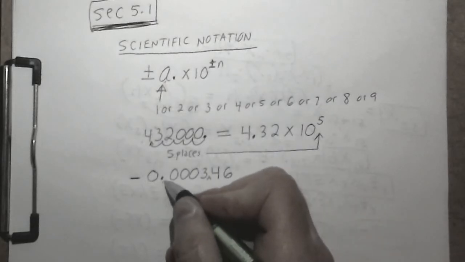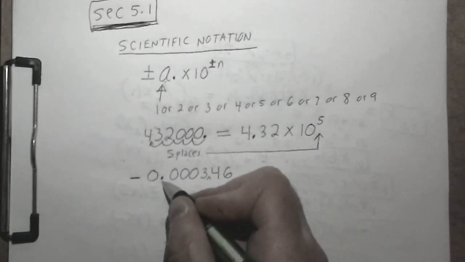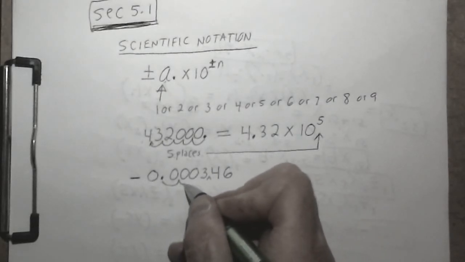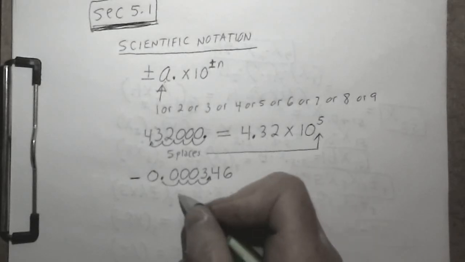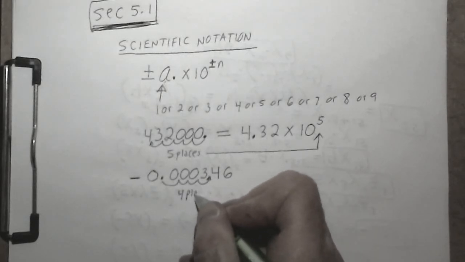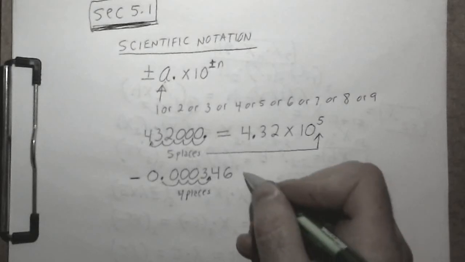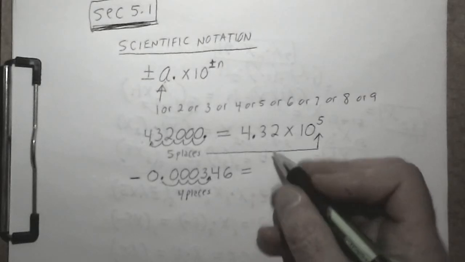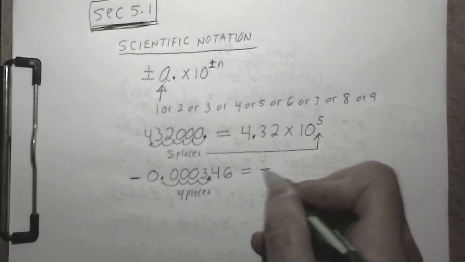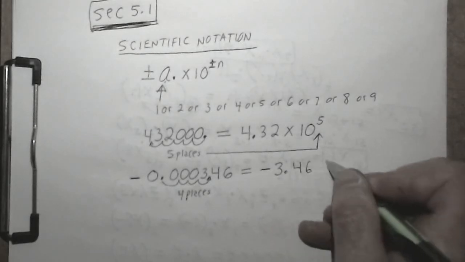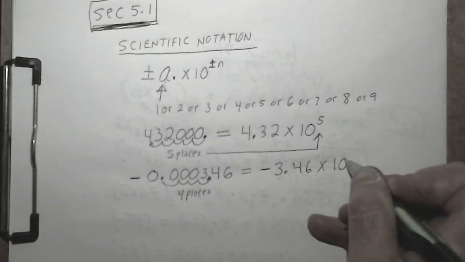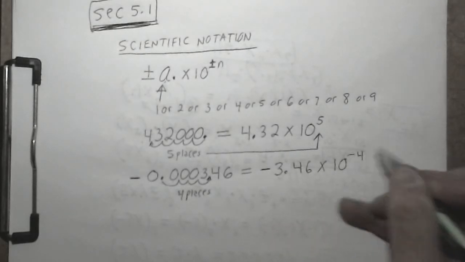All right. So how many places to get it to between the 3 and the 4? Here we go. Let's count. 1, 2, 3, 4 places to the right. So we had to move our decimal point. We had to shift it 4 places. So therefore, in scientific notation form, this number is going to be negative 3.46 times 10 raised to the negative 4th power.